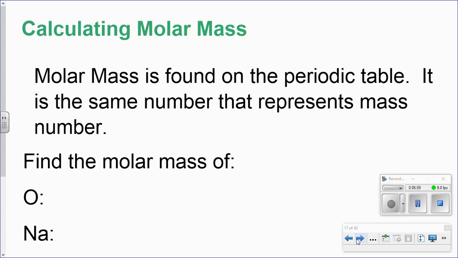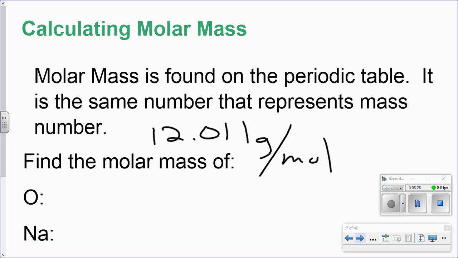Now, help me out here. First of all, molar mass is found on the periodic table. It's the same thing as the mass number. So the mass number of carbon is 12.011, but that's the molar mass as well. So that's grams for every mole.